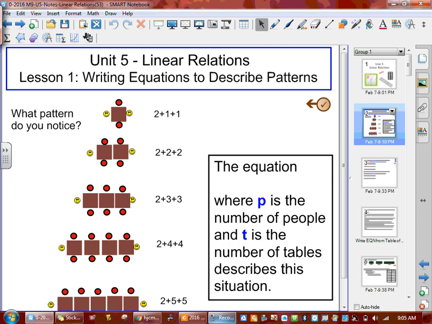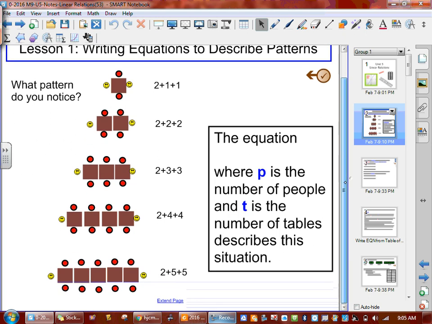So this whole unit about graphing is all about patterns, and we're going to use the patterns to create an equation. If we take a look at our pattern here, we're going to be comparing P for the number of people and T for the number of tables. On the very first table, we've got 2 people, okay? On the very first table.